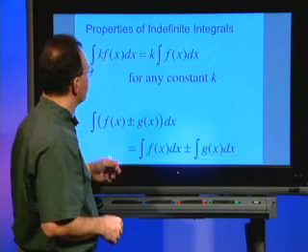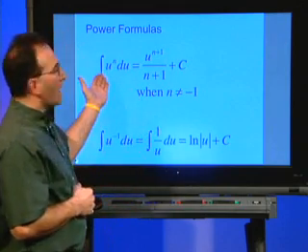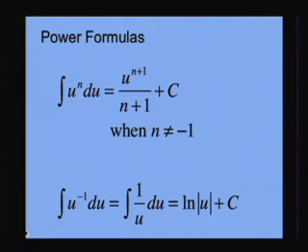Okay, let's look at what are called the power formulas. The integral of u to the n du is equal to u raised to the n plus 1 divided by n plus 1 plus c. And that's true when n is not equal to negative 1. What about the integral of u to the negative 1 du? That's going to be equal to, of course, the integral of 1 over u du, and that's equal to the natural log of the absolute value of u plus c.